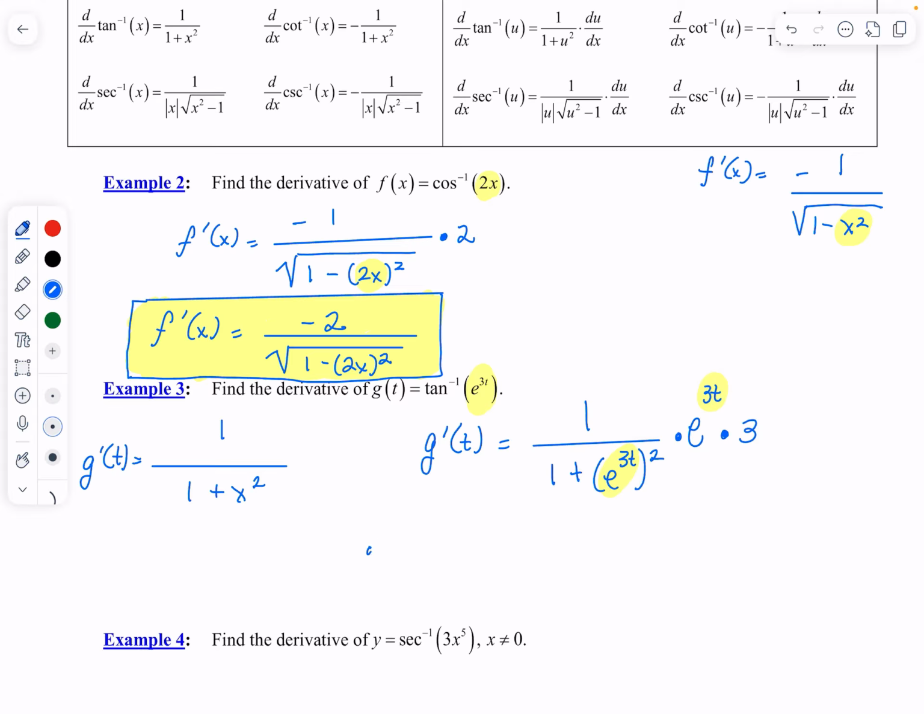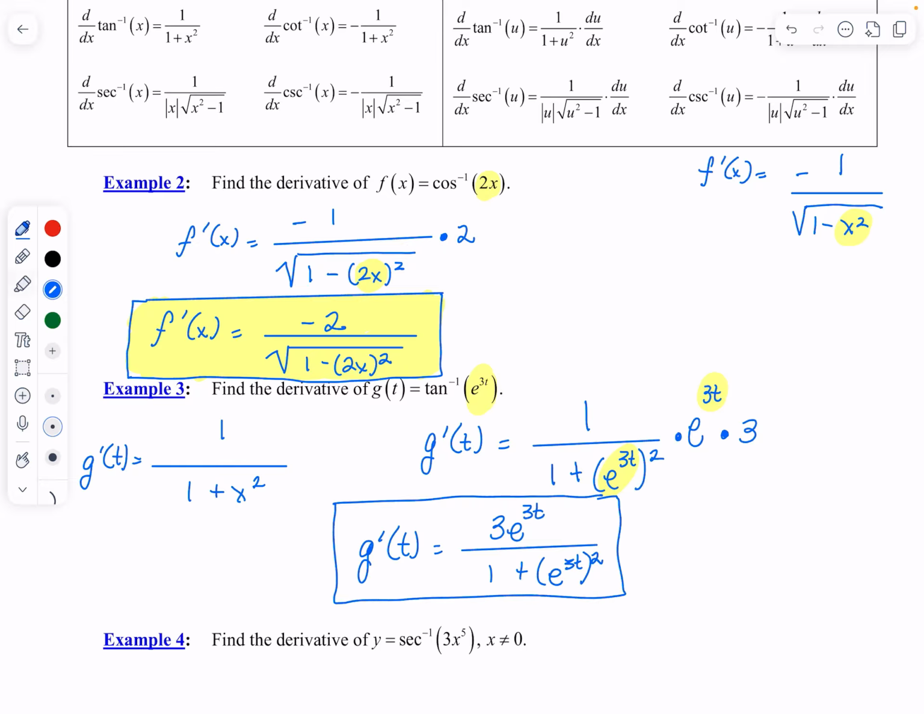Okay, so the derivative of this function equals 1 over 1 plus e to the 3t squared. And in the numerator, I'm going to put 3 times e to the 3t. So let's just erase that and plug that in there. So 3 e to the 3t. Okay, so this one's done. I think that looks good enough. Move on to the next one.